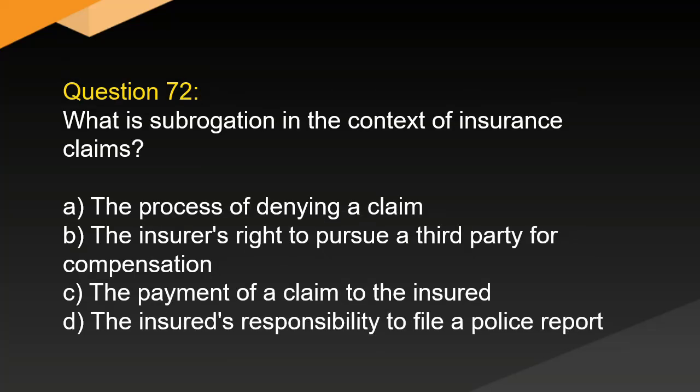Question 72. What is subrogation in the context of insurance claims? A. The process of denying a claim. B. The insurer's right to pursue a third party for compensation. C. The payment of a claim to the insured. D. The insured's responsibility to file a police report.